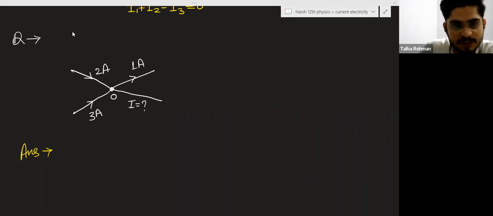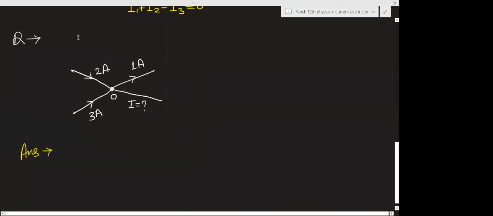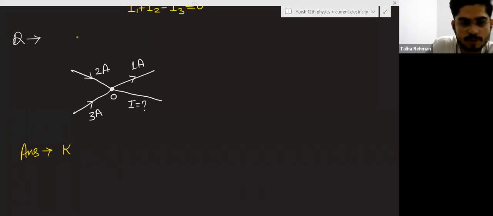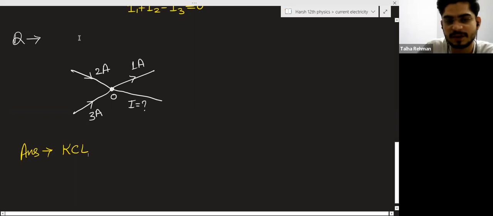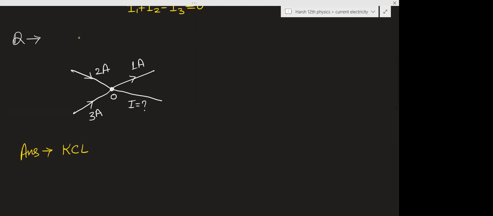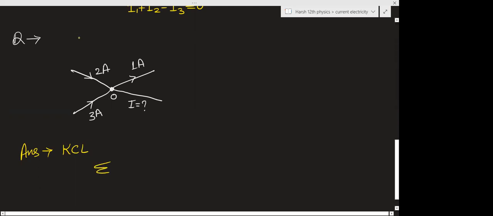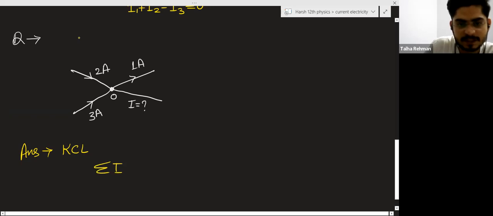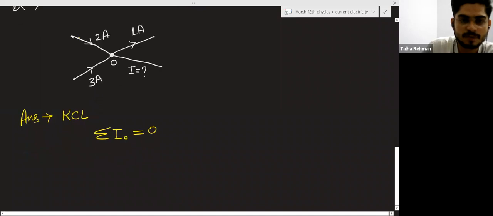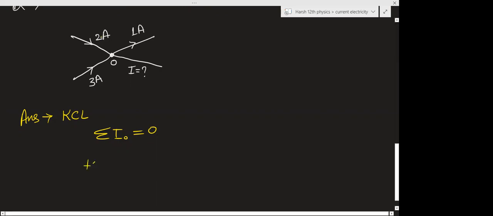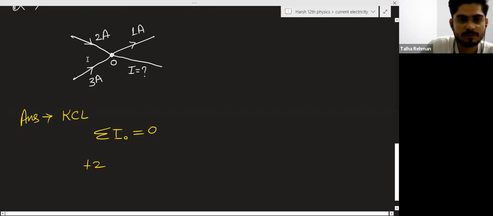So we have this question, and we will solve it. We will apply Kirchhoff's current law. What is Kirchhoff's current law? Summation of all the current at the junction is equal to 0. So now, what will you take for this 2 ampere, positive or negative? Plus 2, sir. Very good. Plus 2, and then plus 3, and then minus 1.